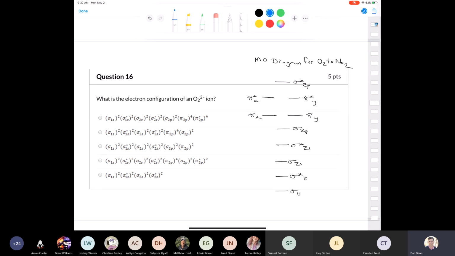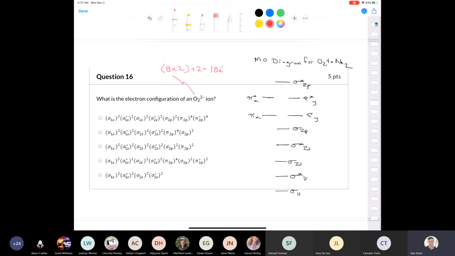Well, oxygen, who could tell me how many electrons oxygen possesses total? How many total electrons does oxygen possess? Not a trick question. How many electrons for an oxygen? Anybody? No, it's not 6. It's 8, right? Oxygen has a total of 8 electrons, right? It's element number 8. So we've got 8 times 2 plus 2. So that gives me a total of 18 electrons for the O2 2- ion.